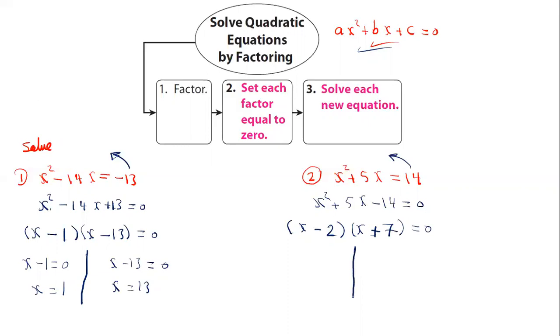Now I will apply the zero product property, because the product of two factors equals 0. So each factor equals 0. X minus 2 equals 0. X plus 7 equals 0. So here x equals 2 and here x equals negative 7. So the solutions are 2 and negative 7.